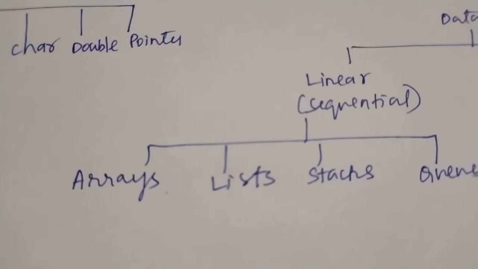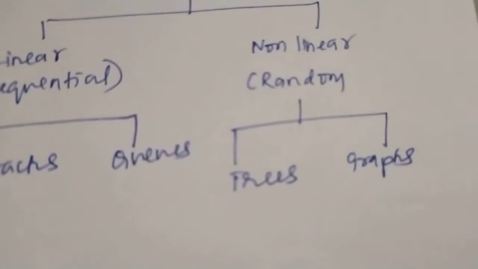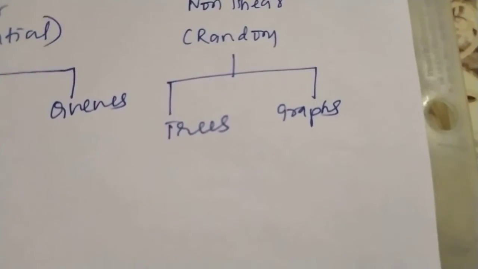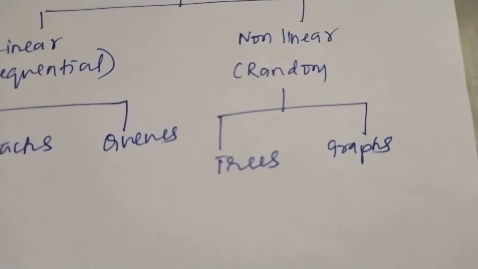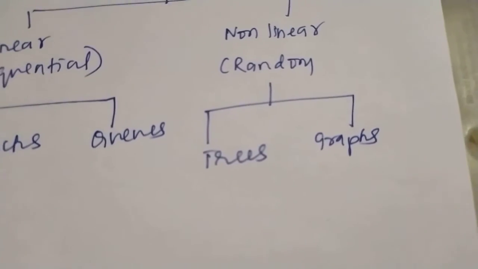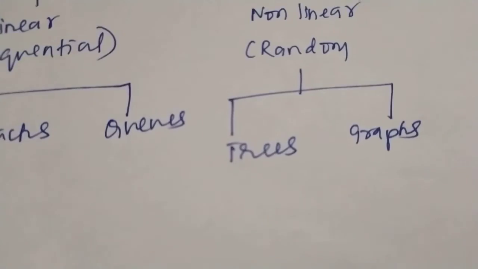And in non-linear data structures, there are two types: trees and graphs. Both are collection of nodes, whereas if you take tree, it is also a graph with collection of nodes, but it has no cycles. So these are the classification of data structures.